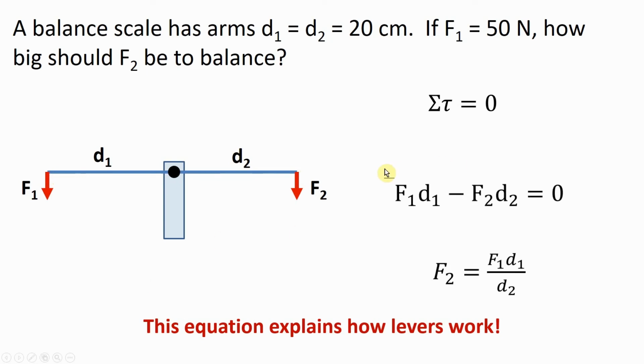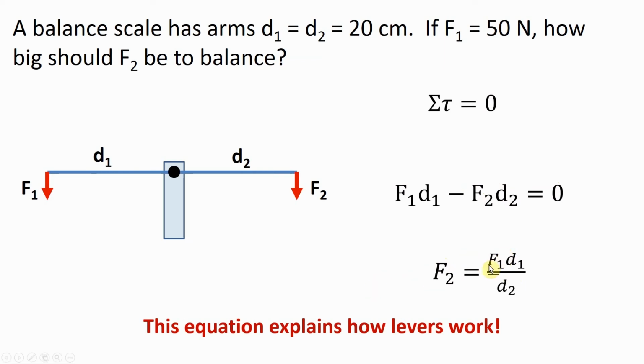So when I write this down, my first torque is going to be F1 d1. Again, sine theta is 1, so I'm skipping it. Positive. Minus my clockwise torque, F2 d2, and these things are going to be equal to 0. In my problem now, I was given d1 and d2 and F1, solving for F2. So I do a little bit of algebra for F2. This is going to be what I call the lever equation. It's going to explain how levers work.